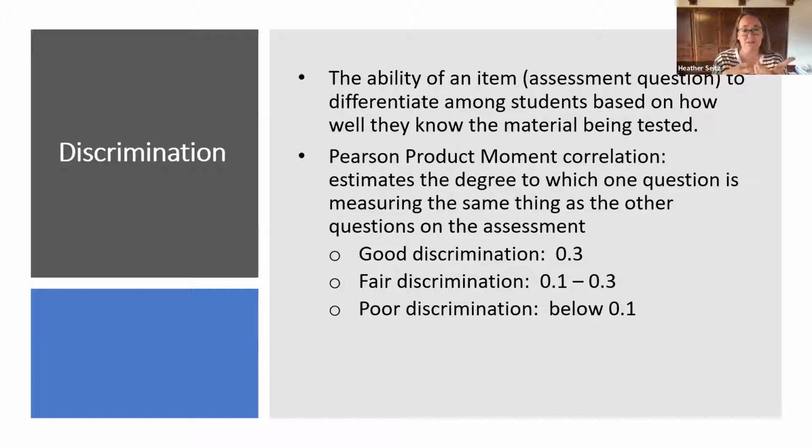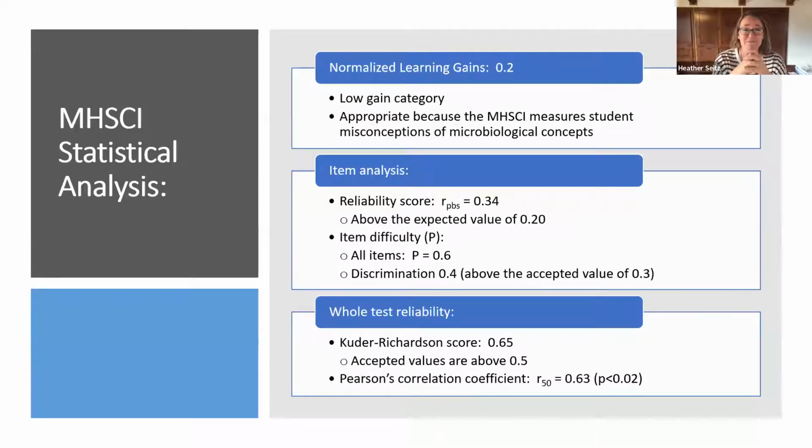And so there are a lot of measurements for discrimination. Pearson's product moment correlation is one way that we look at discrimination in an item. And you can see here, good discrimination is about 0.3. So that's just a primer to some of the statistics that we did for the MHSCI. We did it originally when we developed the instrument, and we continue to look at those metrics even, I think, Andrea, 4 years later.